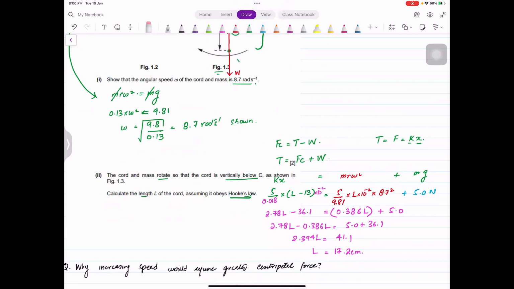Okay, sir. But since we did convert it to meter, our final answer should be in meter. No. Why? Because when you write 10 raised to power minus 2, let me tell you this. If you look at only this section, do you see this section? Yes, sir. Look at this. 5 is in newtons, 9.81 is in meters per second, and you're multiplying length in centimeter with 10 raised to minus 2. Do you agree? Yes.